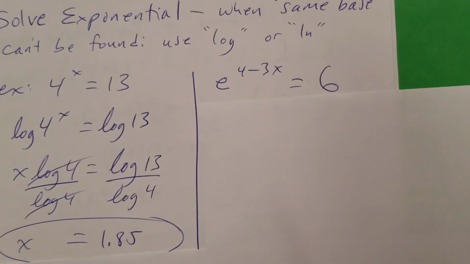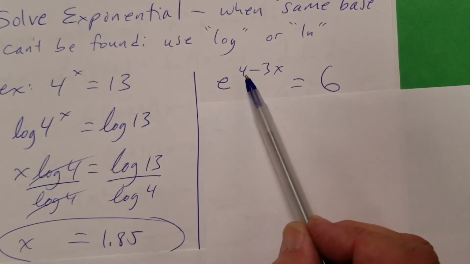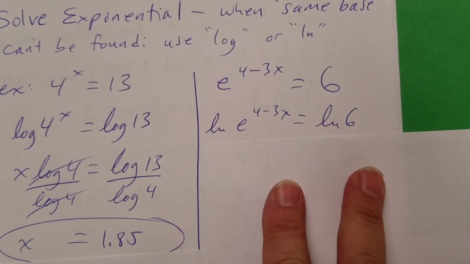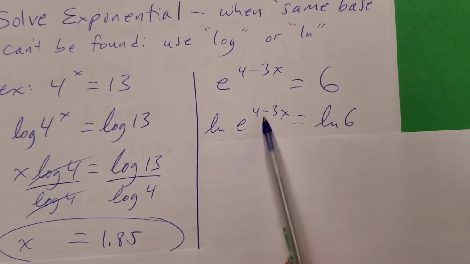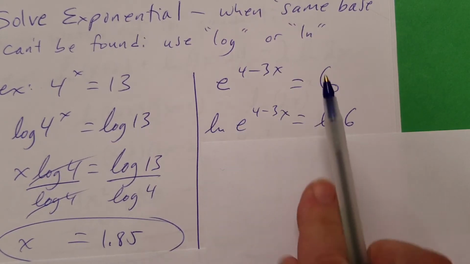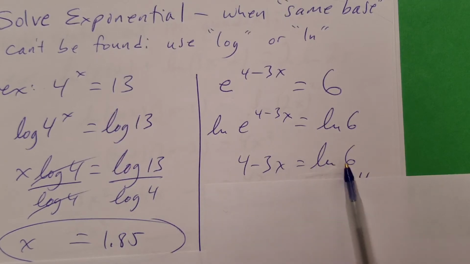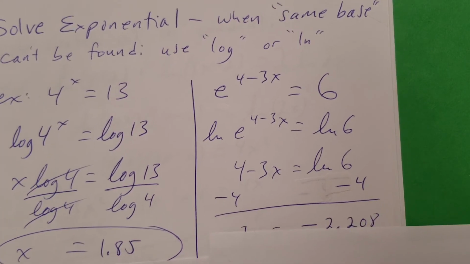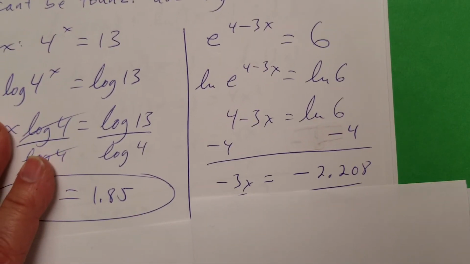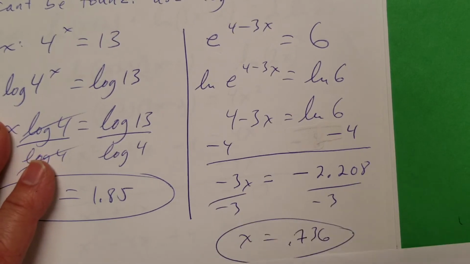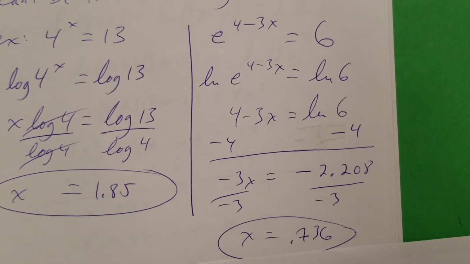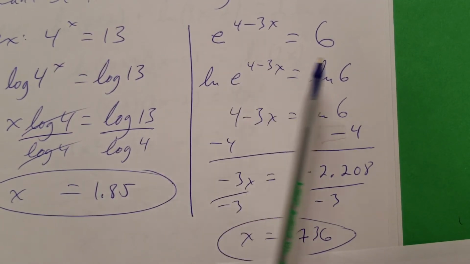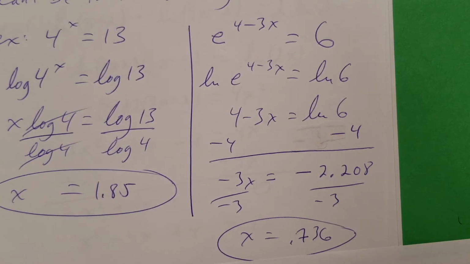Okay. e to the 4 minus 3x equals 6. How would you do this? Well, if you take ln of both sides, look what we have. This cancels. So now we're left with 4 minus 3x equals ln 6. Remember, this is just some number. Minus 4, on the calculator, and then divide by 3 on the calculator, and you're done. So again, we used ln on both sides to cancel this e, and we were left with ln 6 on the other side. Okay?